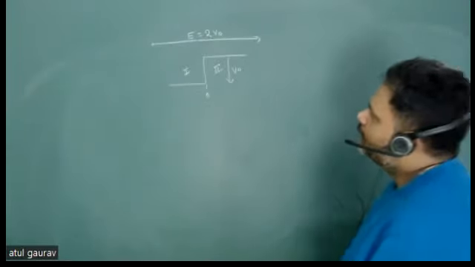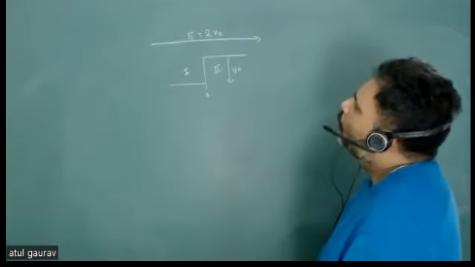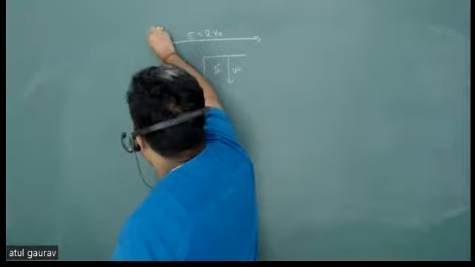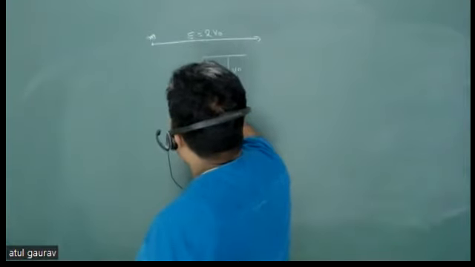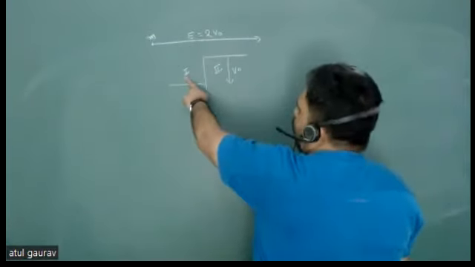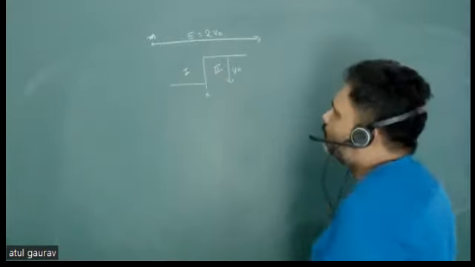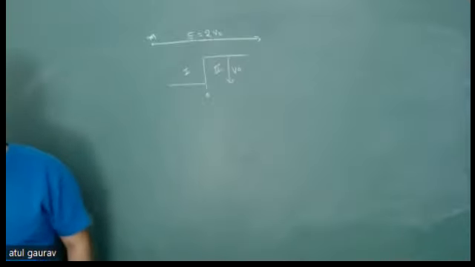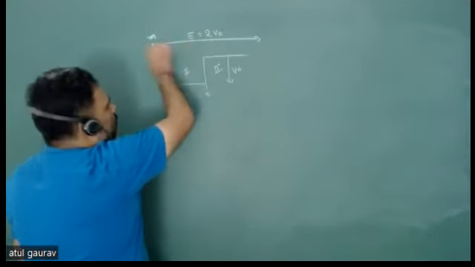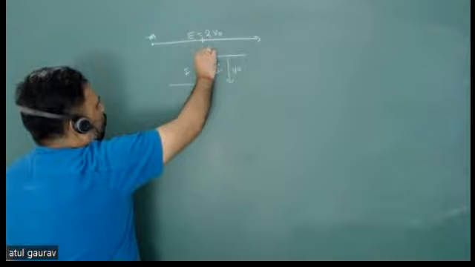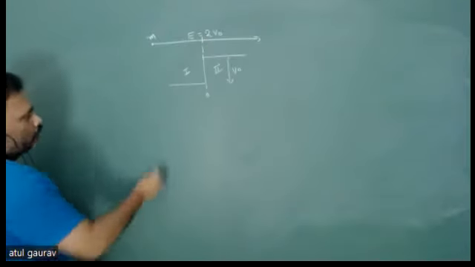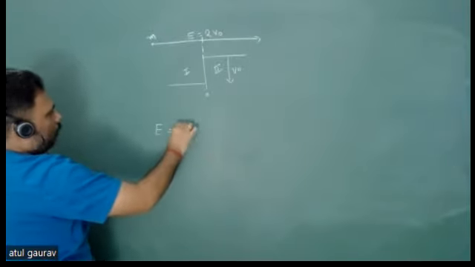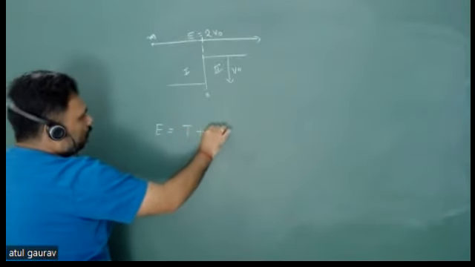Now tell me what will be the de Broglie wavelength associated with the particle of mass m in region 1, and what will be the de Broglie wavelength in region 2? This is your energy, and this energy is constant. In the first region, what will be the energy? The total energy is kinetic energy plus potential energy.